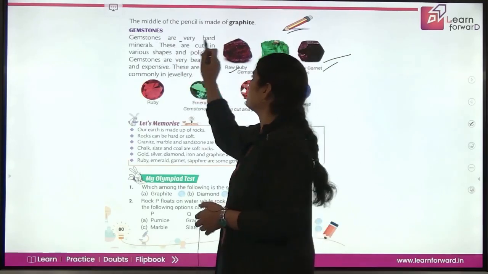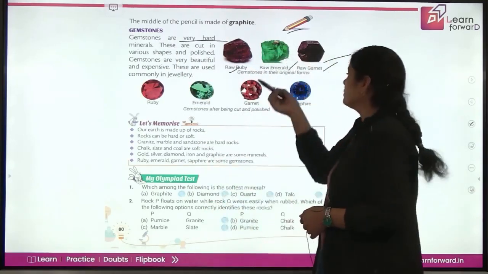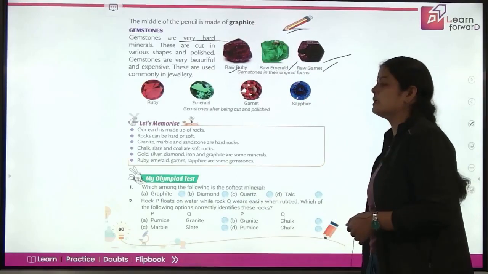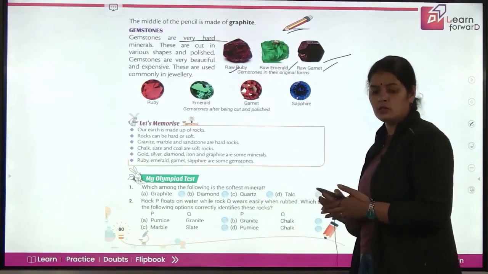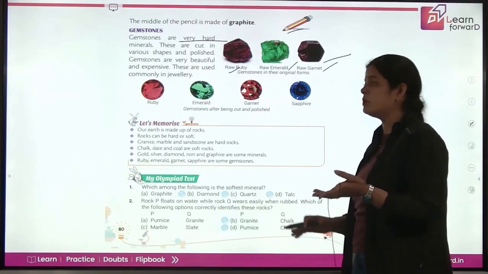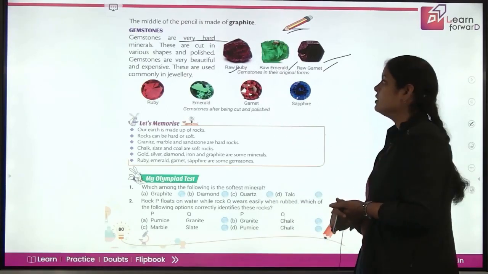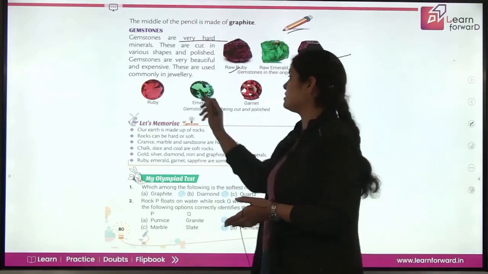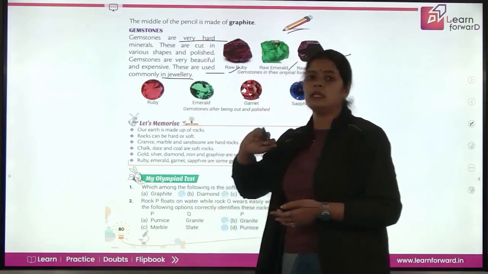Now gemstones are very hard minerals. They are cut into various shapes and polished. First they are cut to get set into the specified jewelry, and then they are polished. Gemstones are very beautiful and expensive. They are used commonly in jewelry.